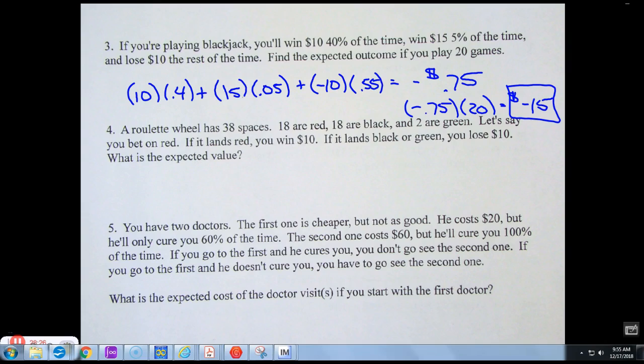Now, could you walk into the casino, play 20 games, and come out ahead? Yeah, and that's why casinos exist, because people think they can do that. But if you play it over and over and over, unless you're counting cards or doing something kind of illegal, you're going to lose. Try 4.